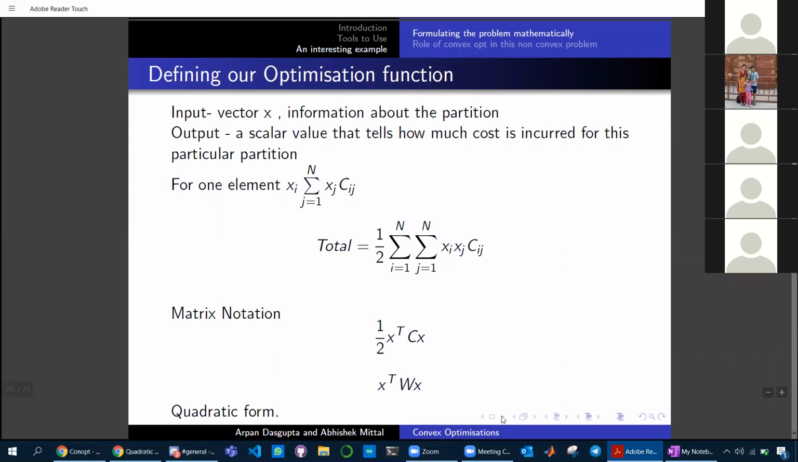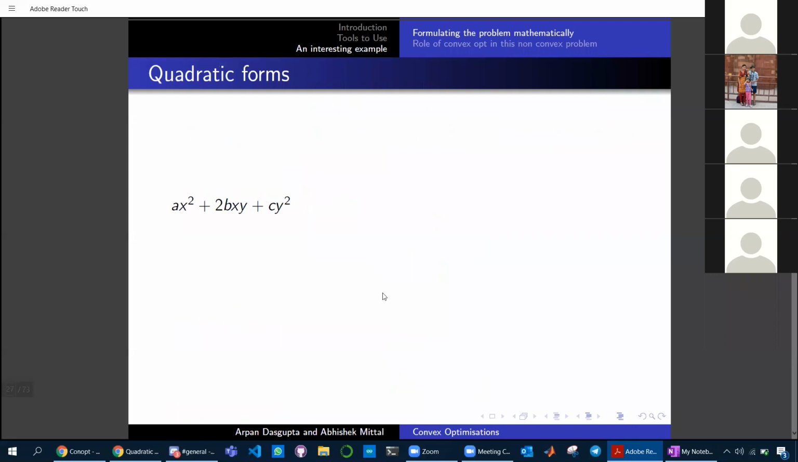And if you notice, this is nothing but a quadratic form. It is a quadratic form because, as we can see in this total over here, each term is a second degree term. Now, just to brush up on what quadratic forms are, let's say you have this expression: ax square plus 2bxy plus cy square. The relevant matrix notation for this would be (x, y) transpose times this symmetric matrix times (x, y).